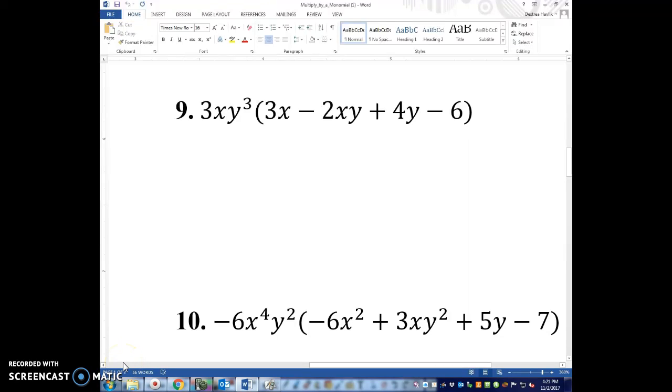All right, so you guys are doing awesome with this, distributing with variables. So I'm only going to do one example with you, and then you should be able to do the rest on your own.